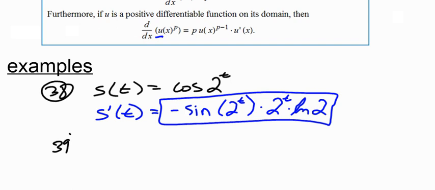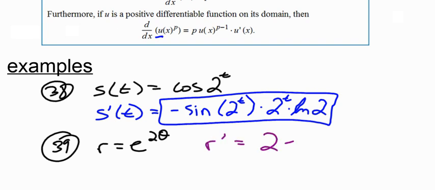Number 39, given this function, this one is pretty simple. I feel that the derivative of this is 2e to the 2 theta, and we're done.